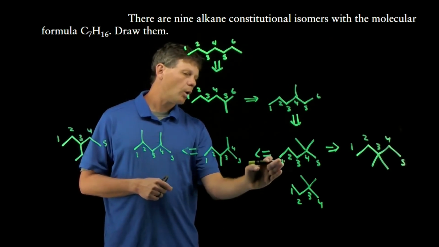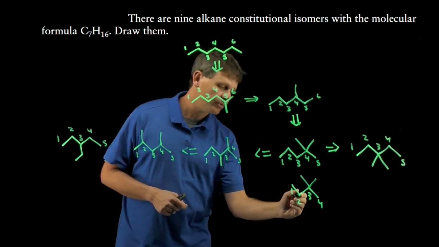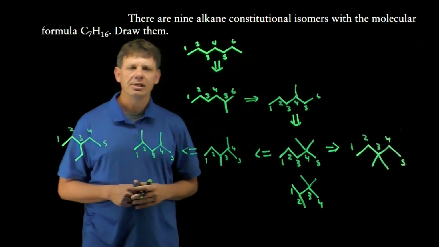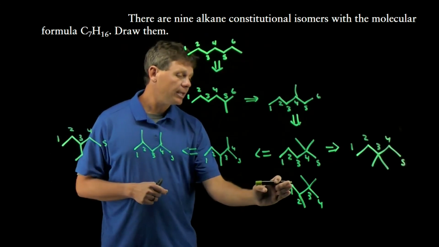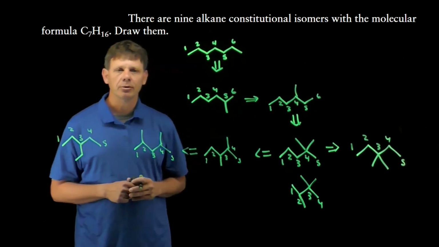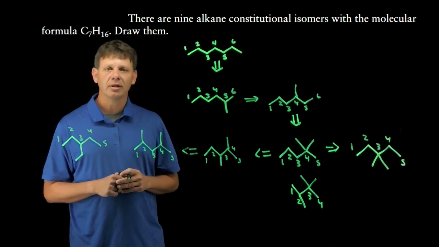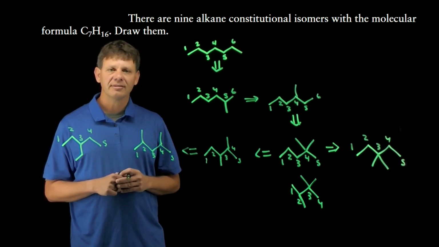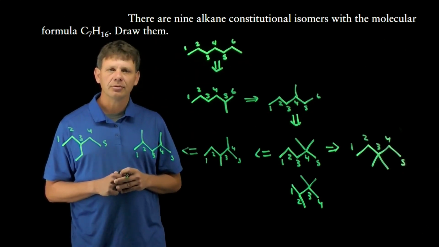We'll take what was the methyl group at carbon 2 and move it, I guess, to carbon 2. The numbers changed. Sorry about that. That maybe is a little bit confusing. But the point is we have a 1, 2, 3, 4 carbon chain with 3 methyl groups coming off. And that gives us the 9th alkane constitutional isomer of C7H16. The key, be systematic in generating the constitutional isomers.